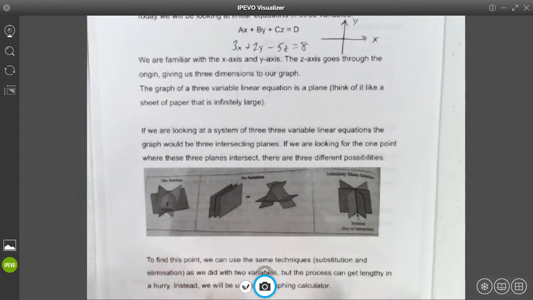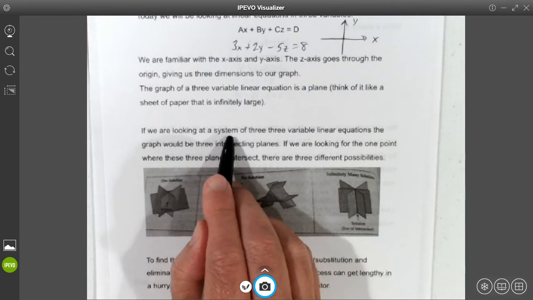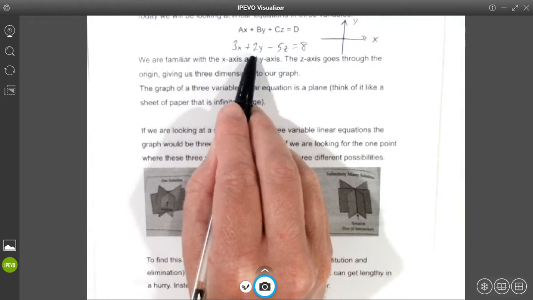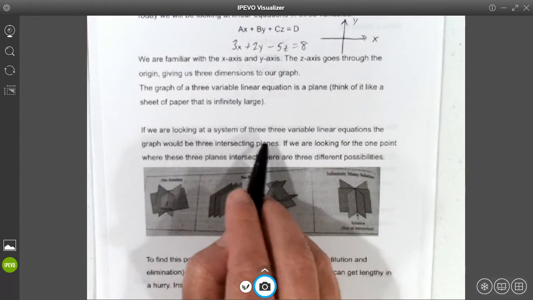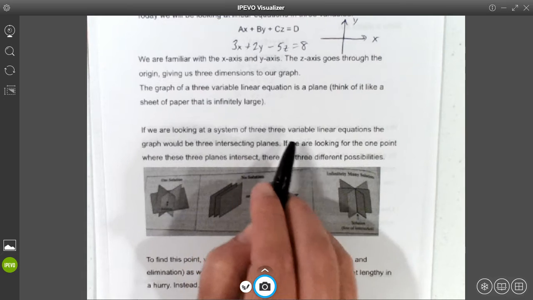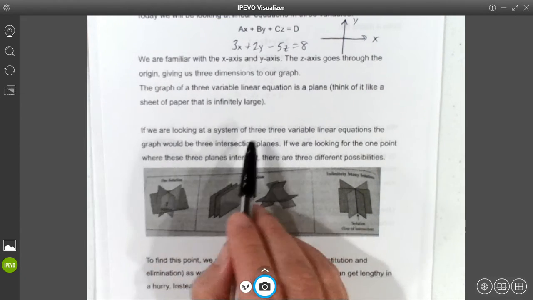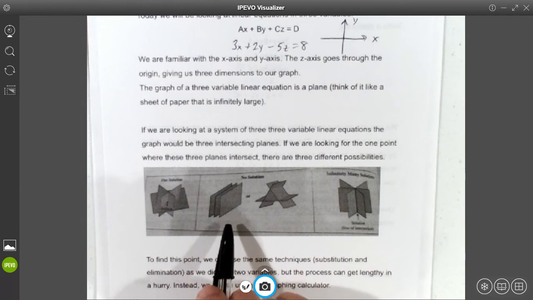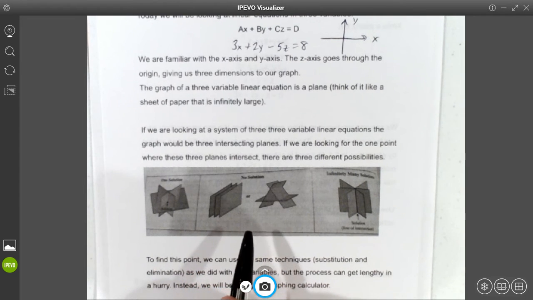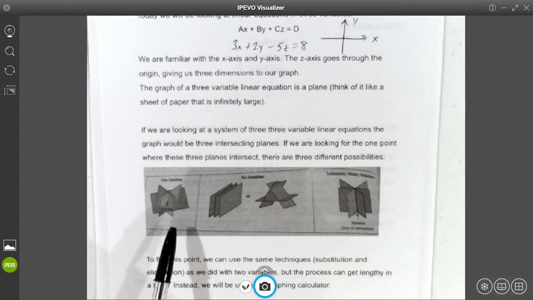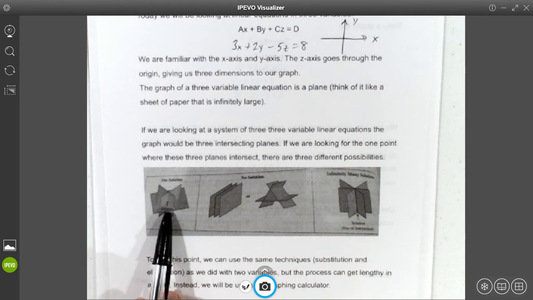A system of equations is just more than one of these, and we're going to look particularly at three-variable linear equations, and we'll look at some examples on the back. We're going to be looking at intersecting planes, and this is actually out of your book. You can see this picture a little clearer on page 374. If I look at three planes, there are three different possibilities, and we're going to look at all three today. Those three planes may meet at one and only one point.